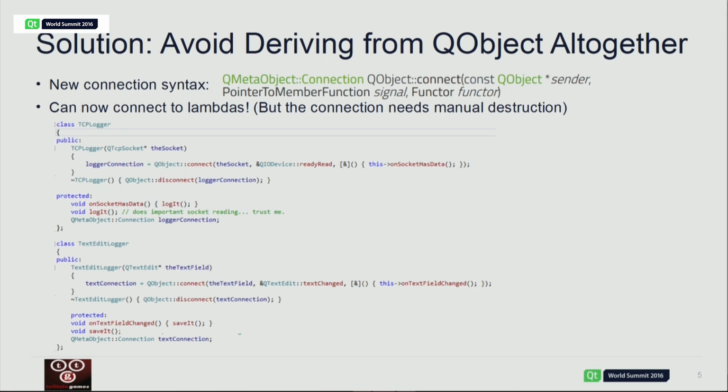TextEditLogger I included for completeness, but it is basically doing the exact same thing. And then we can easily just derive from both of these things. No problems, no QObjects, no dreaded diamonds.